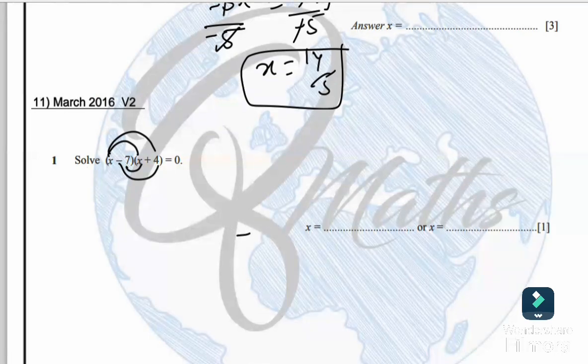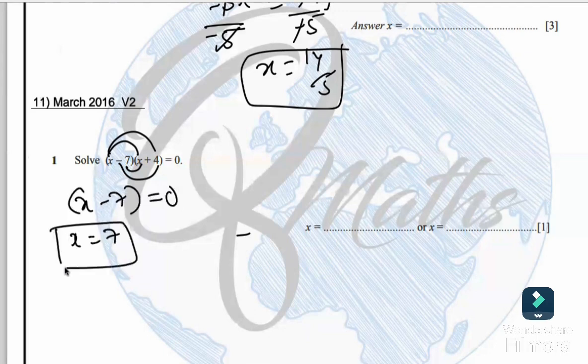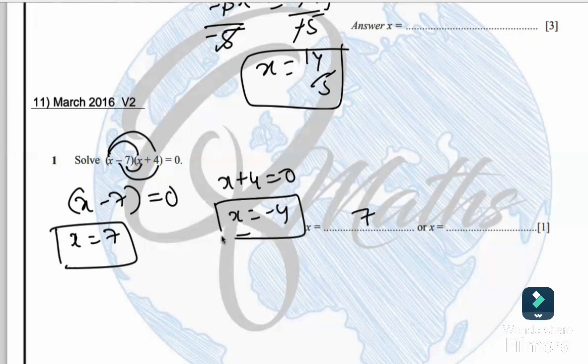So what you have to do here is just equate x minus 7 is equal to 0. So x is going to be 7. Okay, your first answer, you get it. And then equate the second bracket equal to 0. Therefore, x is going to be minus 4. Okay, x is going to be minus 4.